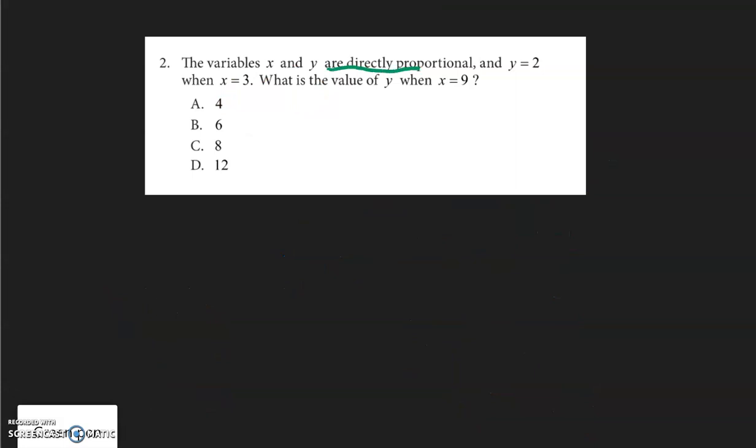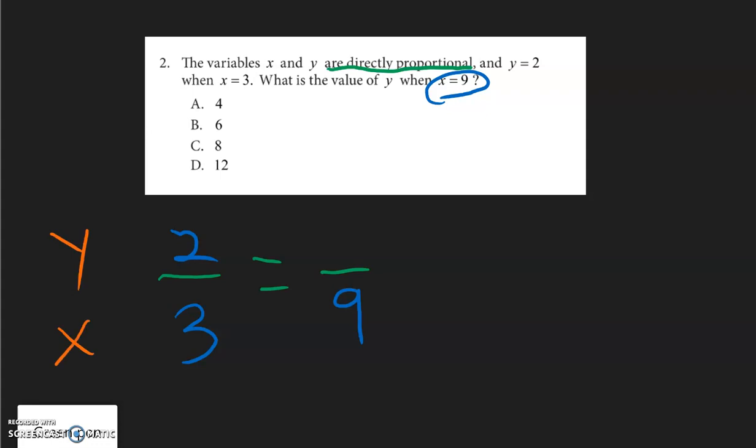So when you read directly proportional, you know we're talking about proportions here. So let's set up two fractions and put them equal to each other. It says y is 2, so I'm going to put 2 on the top, and x is 3. What is the value of y when x is equal to 9? And because we put x on the bottom this time, let's put the 9 on the bottom as well. So as you can see, on the top is y's and on the bottom is x's. You could have done it the other way around too, and that will still give you the same answer.